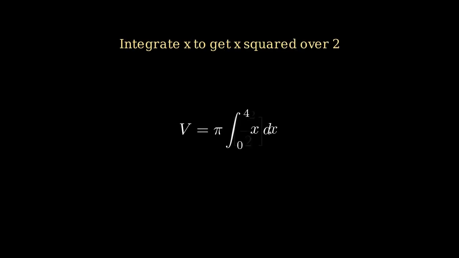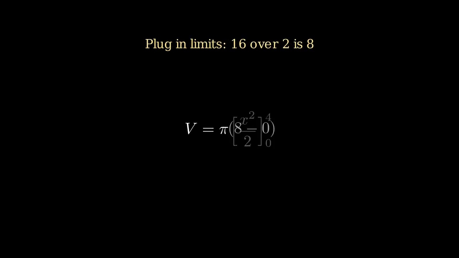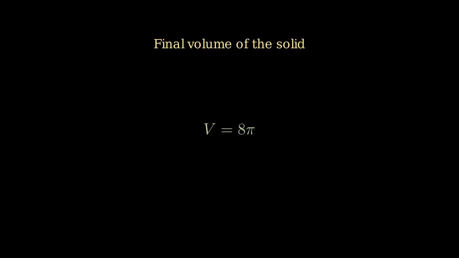Integrating x gives x squared over 2, so we get pi times the quantity x squared over 2 evaluated from 0 to 4. Plugging in the limits, 4 squared is 16, divided by 2 is 8, and at x equals 0 we get 0, so we're left with pi times 8. That gives us a final volume of exactly 8π.